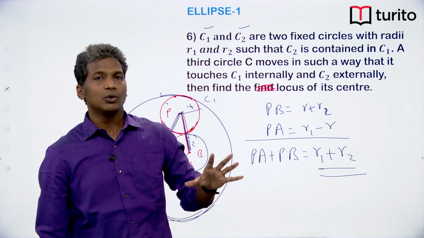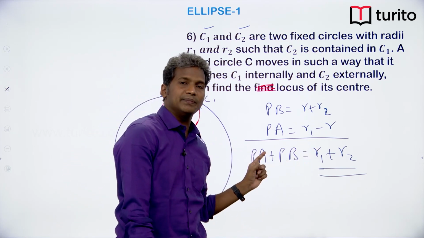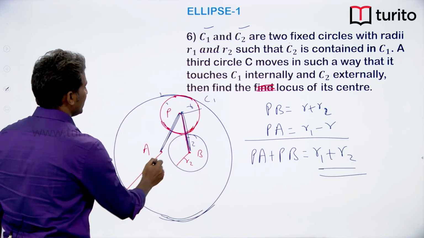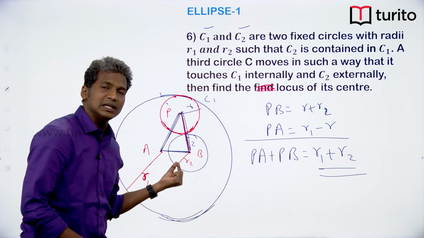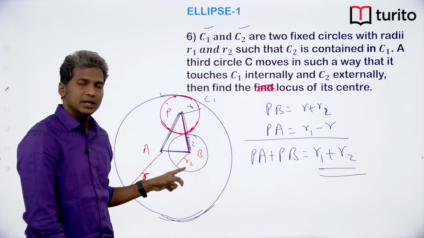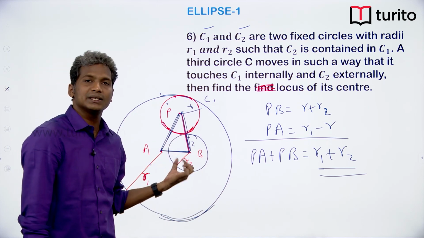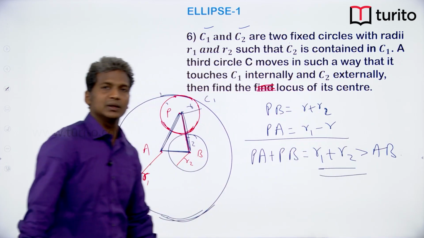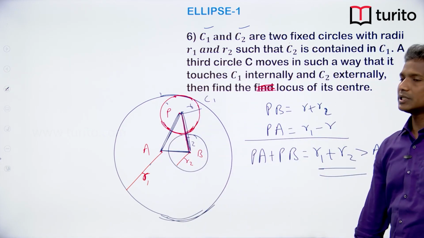Will it give a locus which is an ellipse? It may, if the constant is greater than AB. So, it is necessary that we also calculate AB. This distance AB is definitely less than R1, because the second circle is already lying inside the first circle. So, this constant is definitely greater than AB, hence it is an ellipse. This way we can find out the shape of the locus of the center.